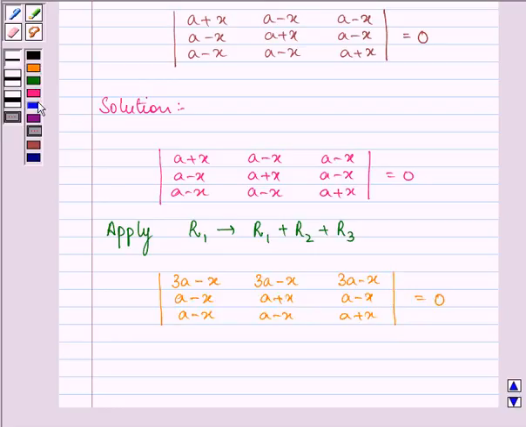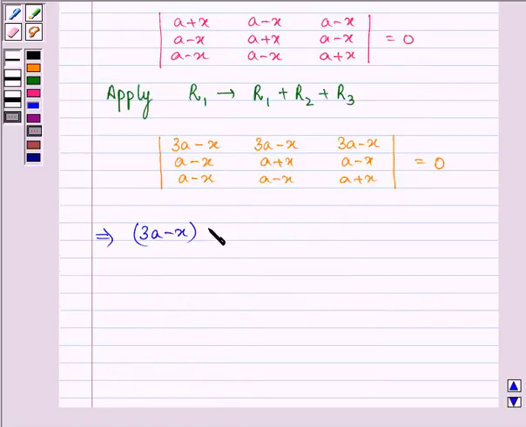Now, on taking out 3a minus x from the first row common, we are left with 1, a minus x, a minus x in the first row, then 1, a plus x, a minus x, and then again 1, a minus x, a plus x is equal to 0.